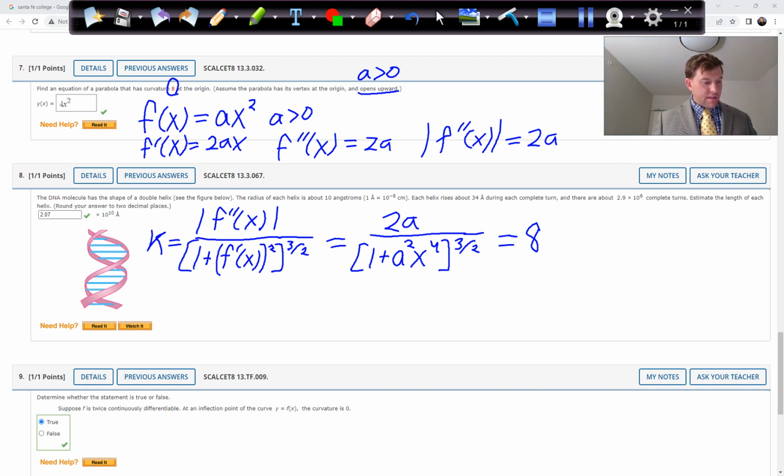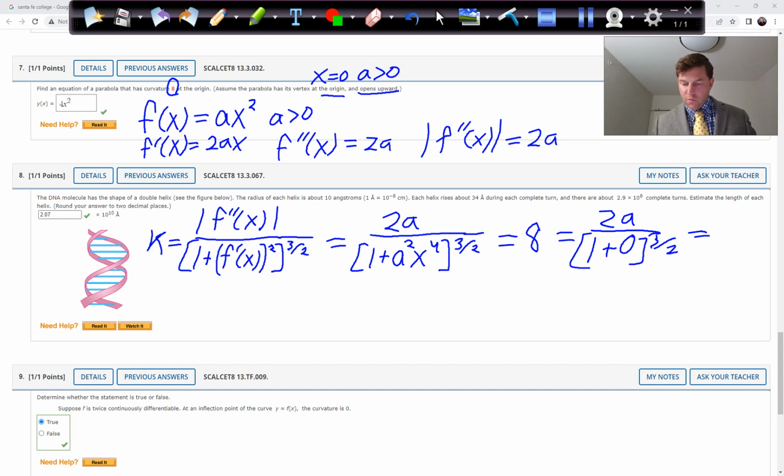And it tells us that this occurs at the origin. Well, the origin is x of 0. So if we plug in x of 0 for this left side, you're going to get 2a over 1 plus 0, all that goes away, raised to the 3/2. Well, 1 to the 3/2 is just 1. So this says 2a over 1 has to equal 8. So 8 equals 2a, therefore 4 equals 1a.